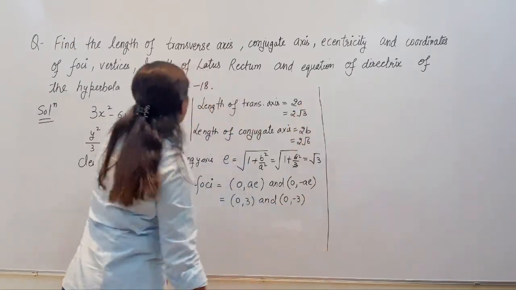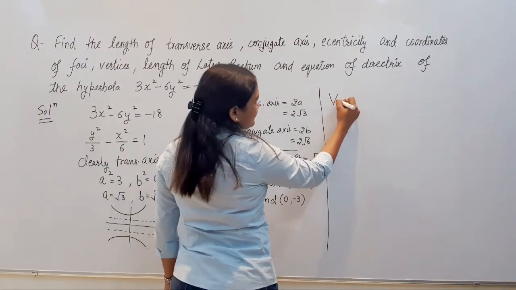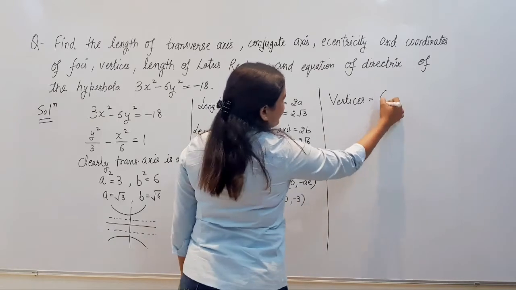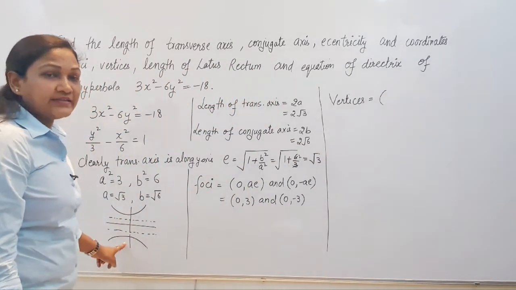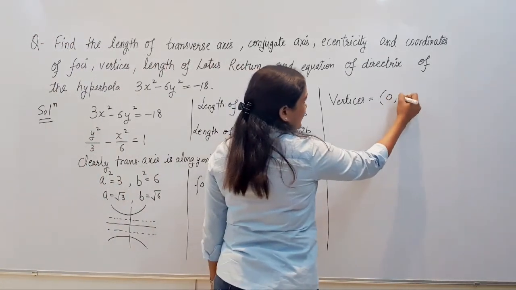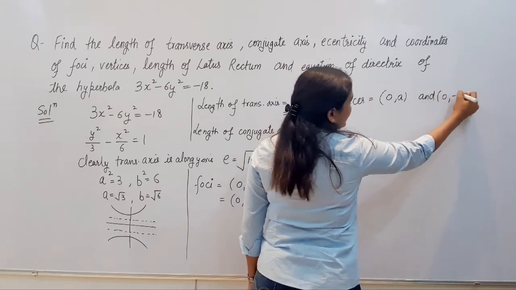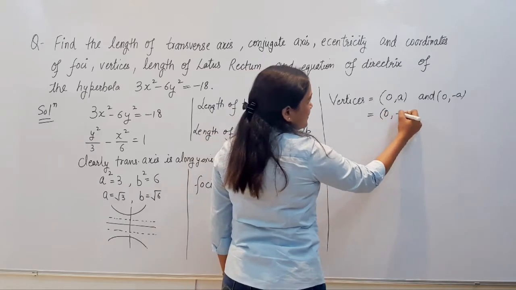Next is, you have to find the vertices, and the vertices of this hyperbola are also lying on y axis. तो y axis पे vertices क्या होंगे? 0, a and 0, minus a, and they are 0, root 3 and 0, minus root 3.